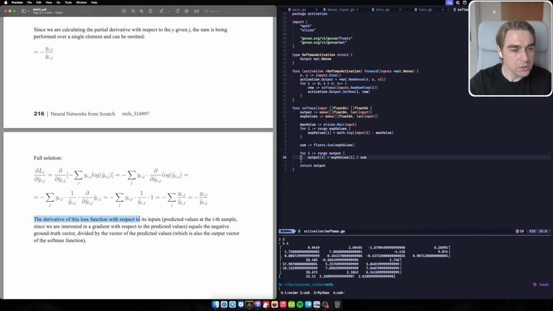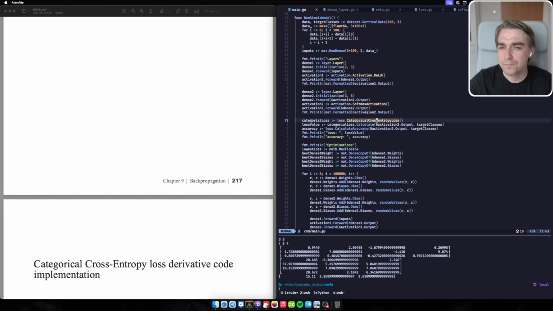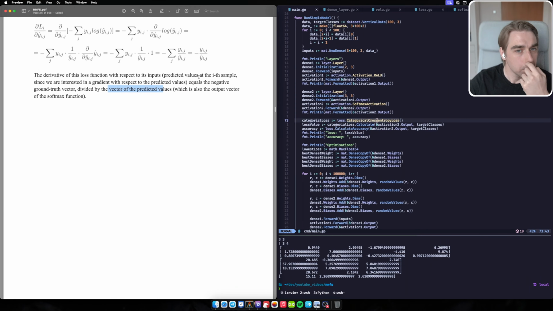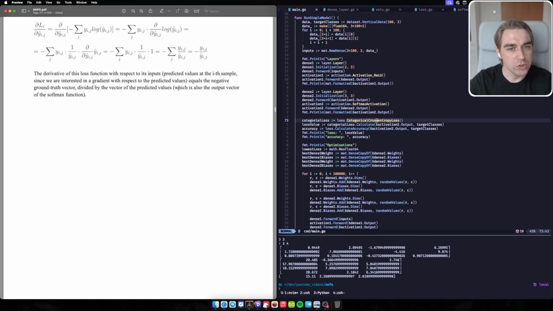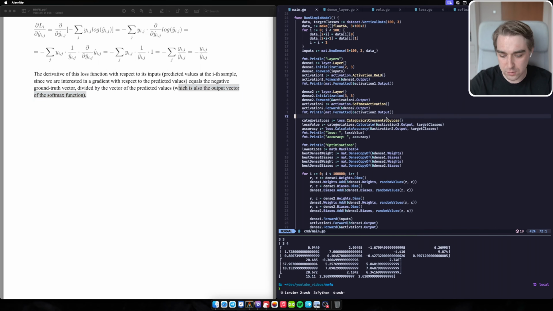The derivative of this loss function with respect to its inputs equals the negative ground truth vector divided by the vector of predicted values, which is also the output vector of the softmax activation. So we have, for example, the categorical cross entropy loss, which takes the softmax activation output.